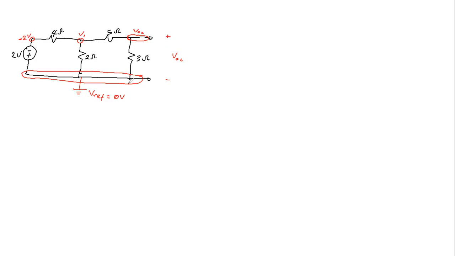Okay. And then we can assign the current directions. So if this current moves this way and this way and this way, this way, we can say this is I1, I2, I3, and this is I4. So, if we write KCL at node 1, that is at this node, we have the sum of current into that node is the same as the sum of current out of the node. So we have I1 going into the node, it's the same as I2, I3 are flowing out of the node, I2 plus I3.